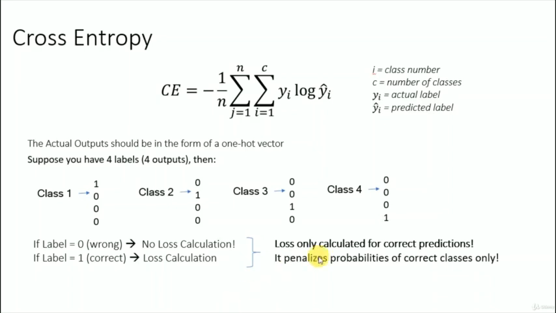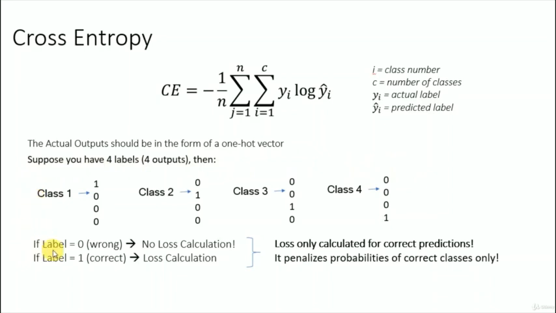So let's say you have a classification problem and you want to classify 4 different classes. Okay, so that means you have 4 labels. Now each label is basically a one-hot vector. So for the first class, the correct label is 1, 0, 0, 0. For the second class, you have a 1 in the index 2, so 0, 1, 0, 0. For class 3, you have 1 in the third index, so it's 0, 0, 1, 0. And for class 4, it's 0, 0, 0, 1. Okay, so this is how your labels should be. They should be in the form of a one-hot vector.